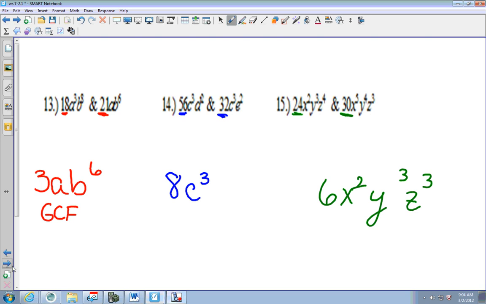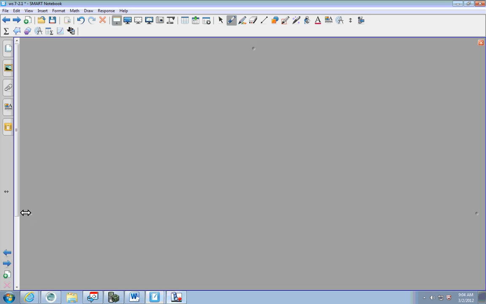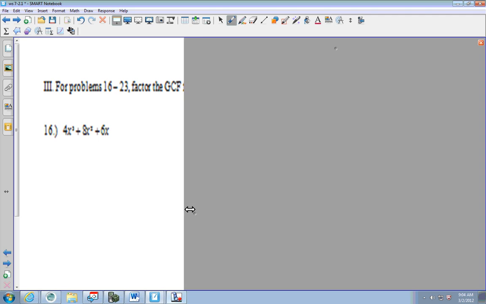Now, okay, I want you to watch now, because here is the whole thing of why we're doing this. What we're trying to do is factor out the GCF and write what is left. So let's look at number 16 right here. Look at the three numbers, 4, 8, and 6. What is the GCF out of those three numbers? A 2 comes out, so the GCF is 2.